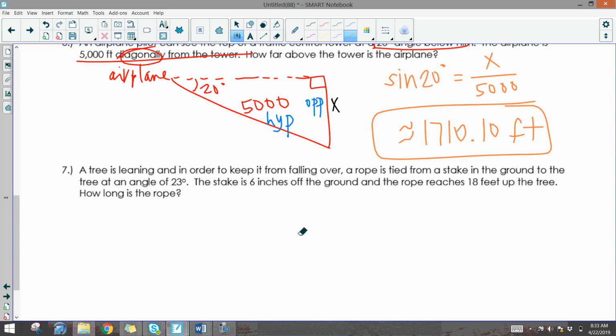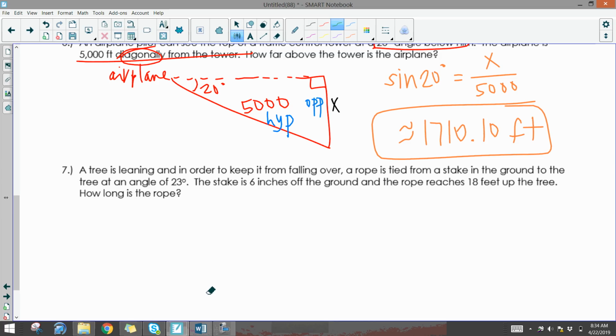Okay. All right, last but not least, it says a tree is leaning, and in order to keep it from falling over, a rope is tied from a stake in the ground to the tree at an angle of 23 degrees. The stake is 6 inches off the ground and the rope reaches 18 feet up the tree. How long is the rope? Okay, so you have a tree and it is leaning.